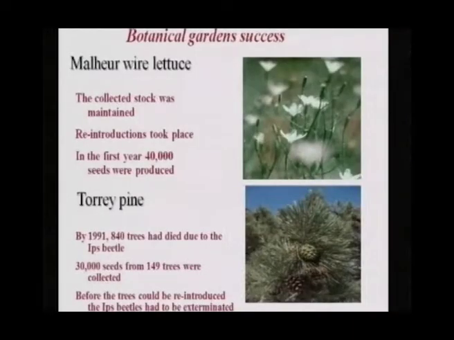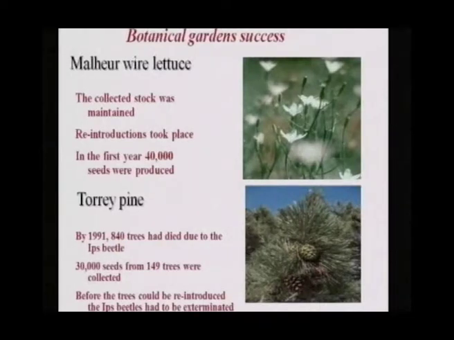And next, only for this class, I have taken a few examples of botanical garden success, that is Malheur lettuce. The collected stock was maintained. Reintroduction took place. In the first year, 40,000 seeds were produced. So it is very sensitive. That's why we have taken it, it is a success story. That means now 40,000 seeds were preserved and then we can reintroduce.